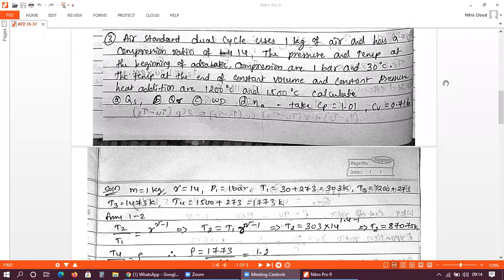Okay, today we'll go through another problem that is related to the dual combustion cycle. So we'll go with the third problem. Okay, the problem statement is something like this.